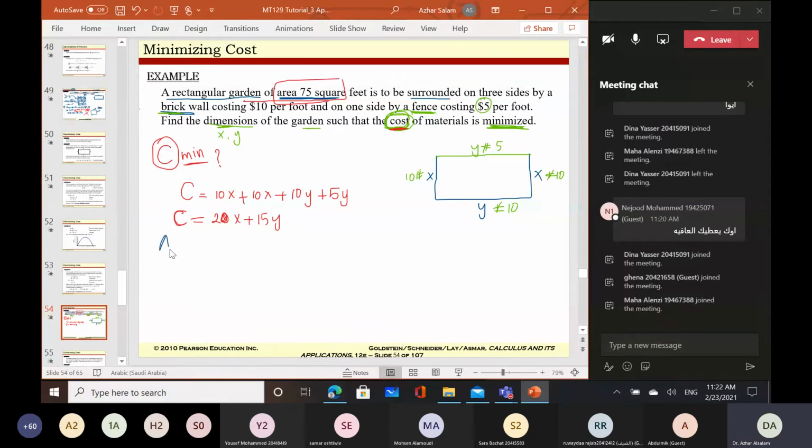Given the area, this information is giving me that the area x multiplied by y is 75. So this is the equation of the area.